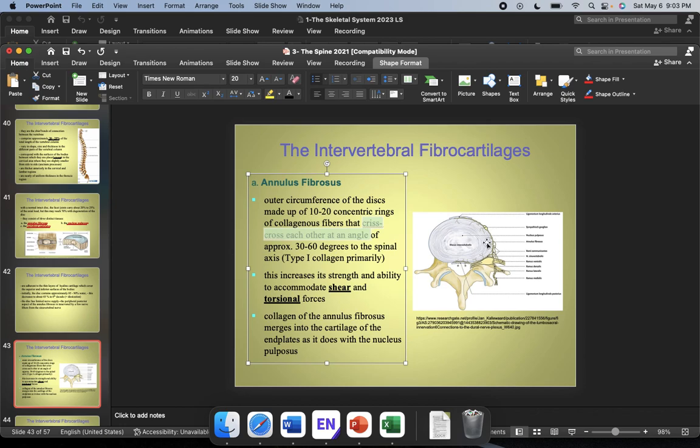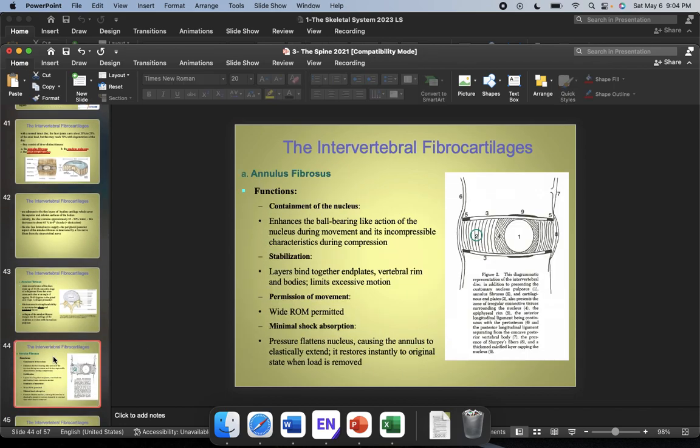But it's a bit of a trade-off, because the arrangement of the annulus fibrosus increases its strength and ability to combat shear and torsional forces. I think in this instance, the trade-off was preserved to help us have our motion. Importantly, the collagen of the annulus fibrosus merges into the cartilage of the end plate, as it does with the nucleus pulposus, and you'll see why that's important in just a moment.